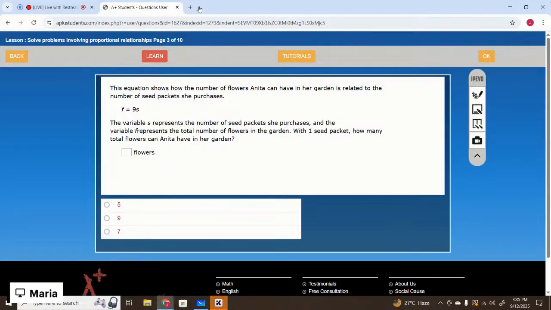That is 9 times 1 is 9. Option number 2 is the correct option.